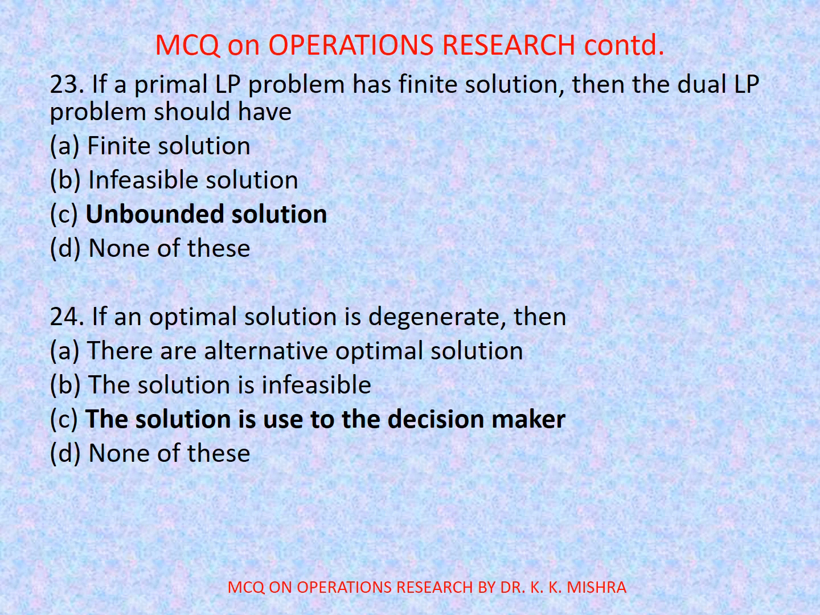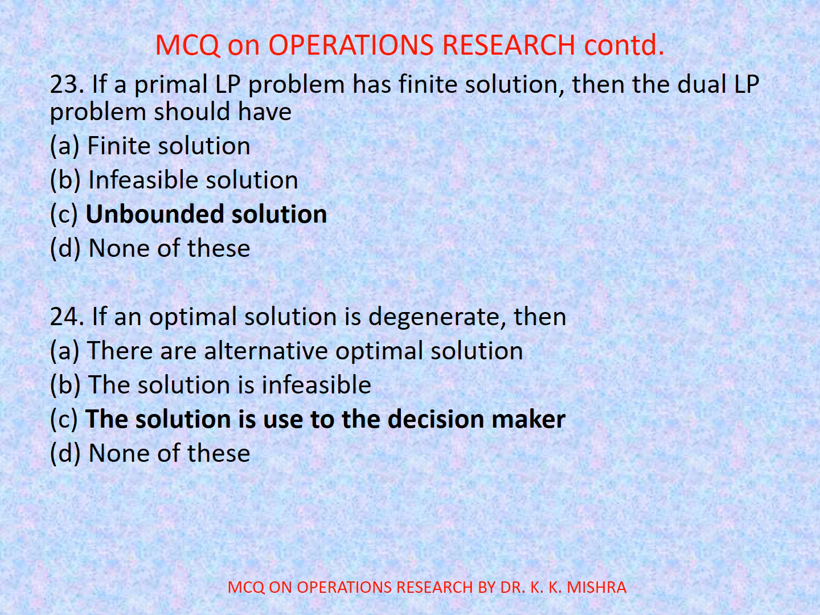Question number 23. If a primal LP problem has finite solution, then the dual LP problem should have options are A, finite solution, B, infeasible solution, C, unbounded solution, D, none of these. Correct option is A, finite solution.